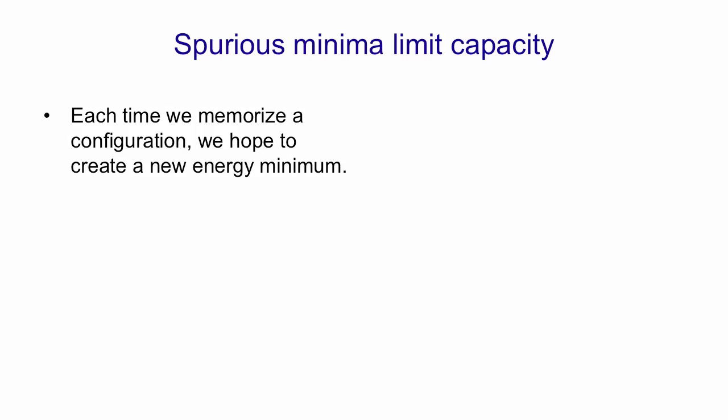If we ask what limits the capacity of a Hopfield net, what is it that causes it to break down, then it's merging of energy minima. So each time we memorize a binary configuration, we hope that we'll create a new energy minimum. So we might have our state space for all the states of the net being depicted horizontally here, and the energy being depicted vertically. And we might have one energy minimum for the blue pattern and another for the green pattern.